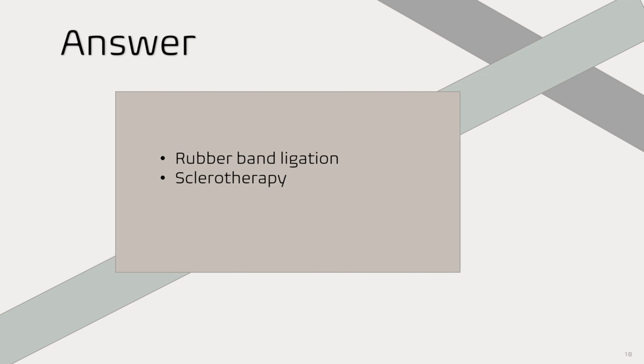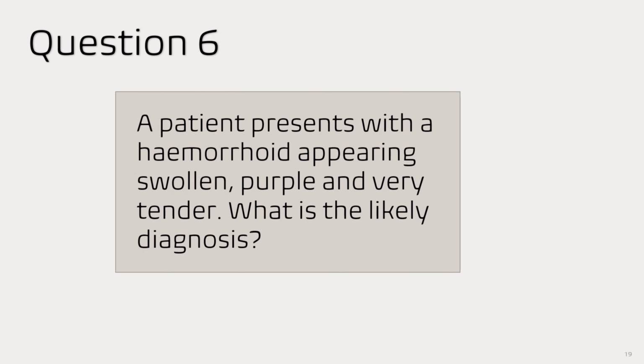Alright, let's have a look at the answer. So in addition to conservative management, patients will require either rubber band ligation, which involves tying tight rubber bands around the hemorrhoids to cut off the blood supply and causing them to eventually fall off, or sclerotherapy, which involves injecting an oily solution into the hemorrhoid, which eventually will make the hemorrhoid shrivel up. Alright, last question. A patient presents with a hemorrhoid appearing swollen, purple, and very tender. What is the likely diagnosis?